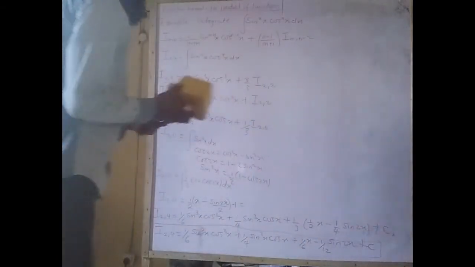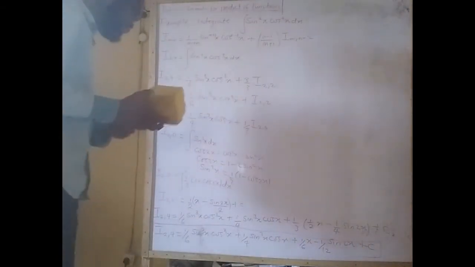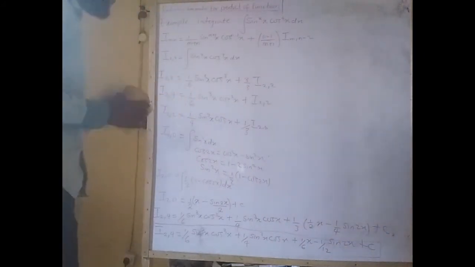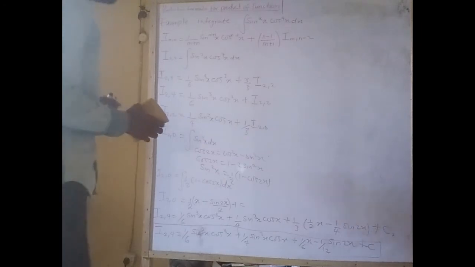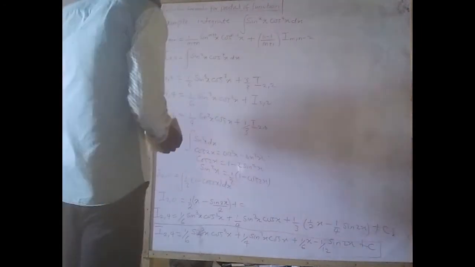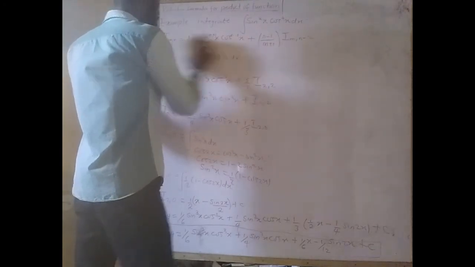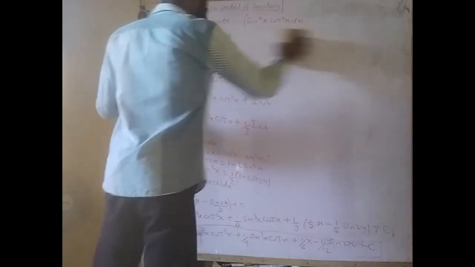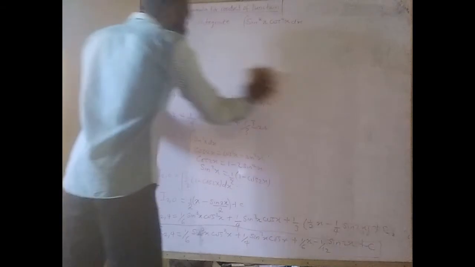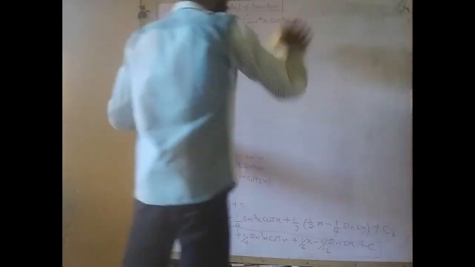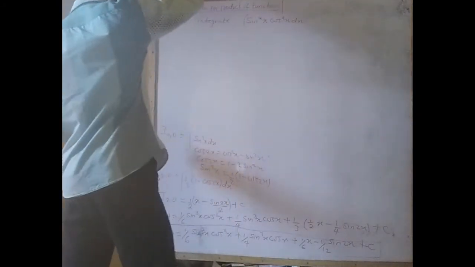Very simple. Just follow the reduction formula, you get your answer. Now let me show one other question. This one is the even power. I gave you even power. What if I give you odd power of the function? Let's assume I turn it to 3 and 5.